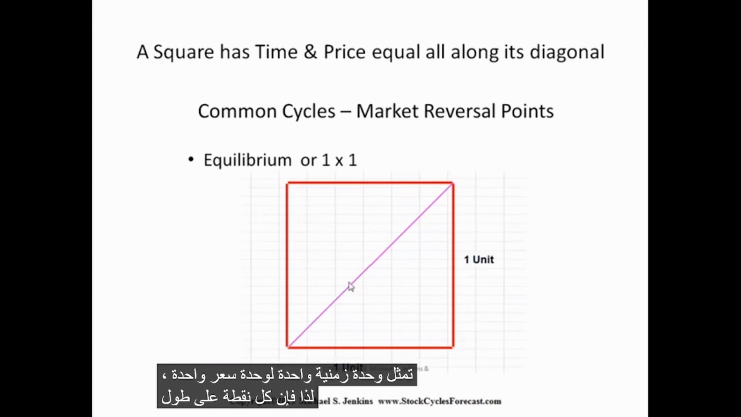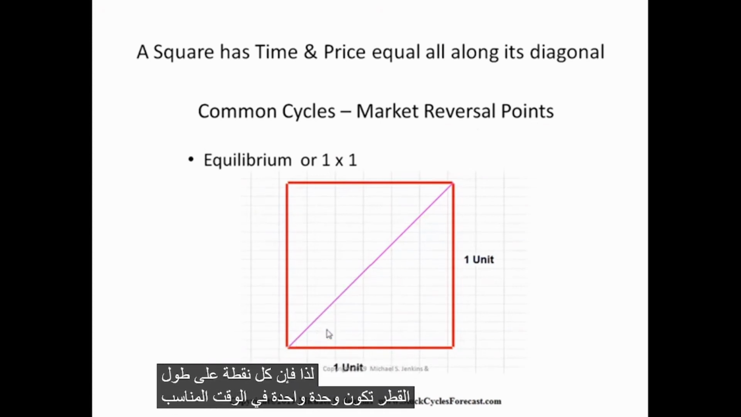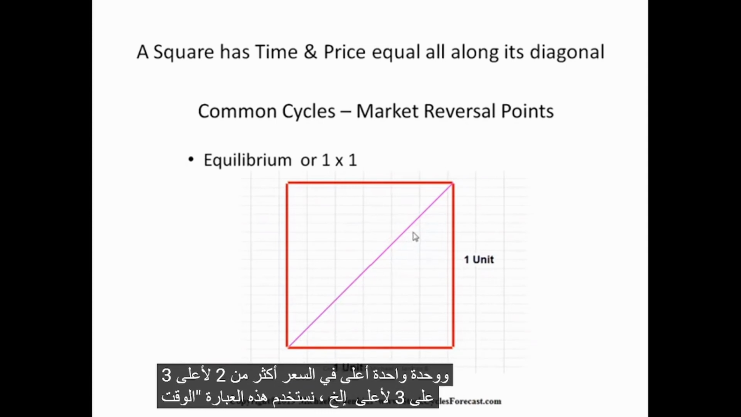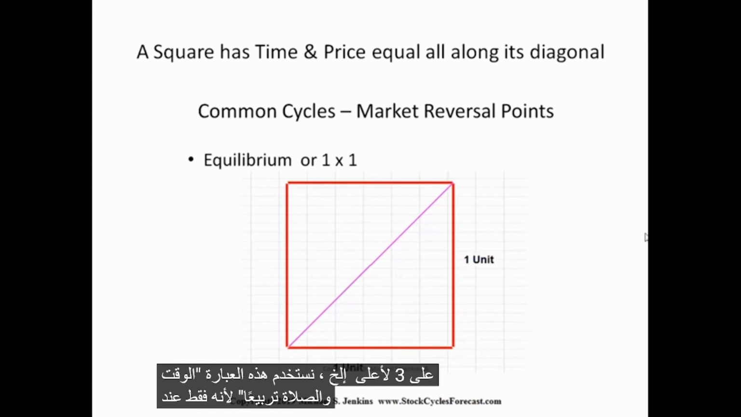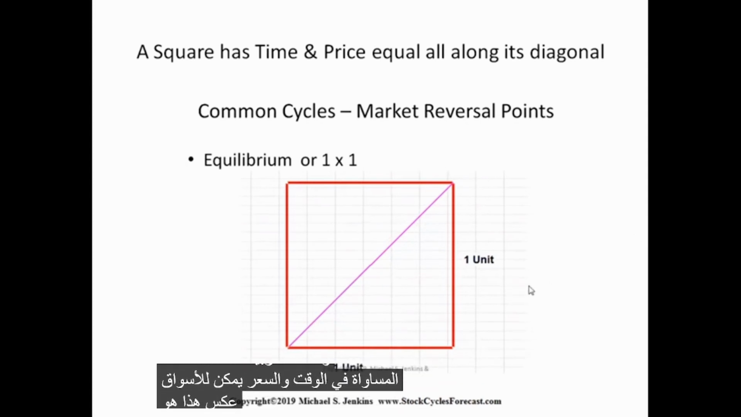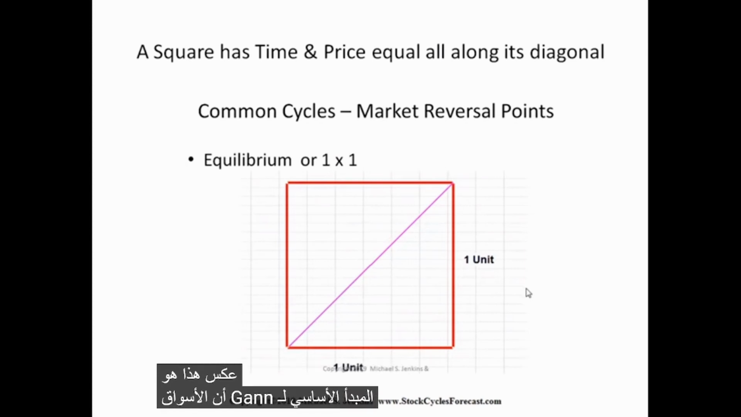So every point along the diagonal is 1 unit over in time and 1 unit up in price, 2 over, 2 up, 3 over, 3 up, etc. We use this phrase, time and price squared, since only at the equality of time and price can markets reverse. This is the fundamental principle of Gann, that markets only reverse when time and price are at equality.